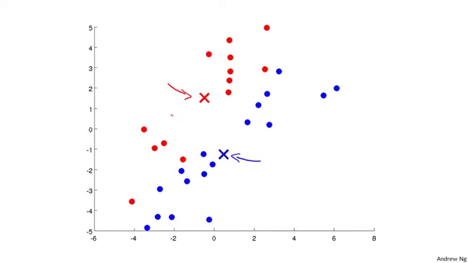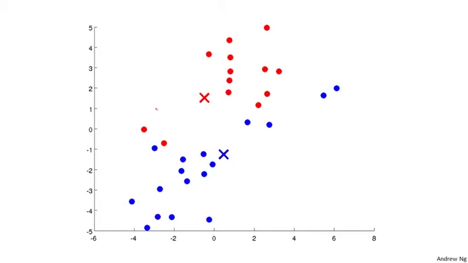So we're again going to look at all of my unlabeled examples, and depending on whether each is closer to the red or the blue cluster centroid, I'm going to color them either red or blue. So I'm going to assign each point to one of the two cluster centroids. So let me do that now. And so the colors of some of the points just changed. And then I'm going to do another move centroid step.